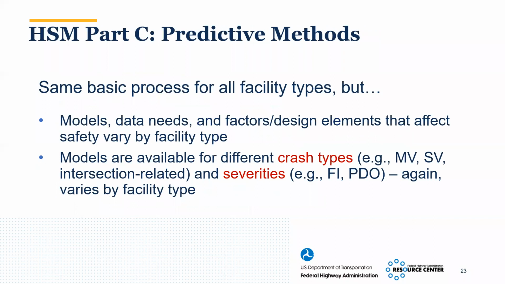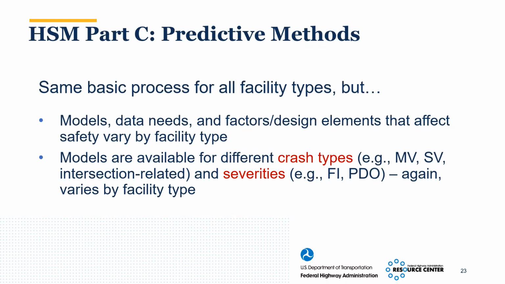Some basics about the facility types. As I mentioned, there are many different facility types. Therefore, there are different models, different data needs, and also different design elements and factors that were considered, depending on when the models were developed and the data available to the researchers. So they vary significantly from facility to facility. Models are also available for different crash types. For example, some are for total crashes, but some are specific to multi-vehicle, single vehicle, or intersection-related or driveway-related crashes.